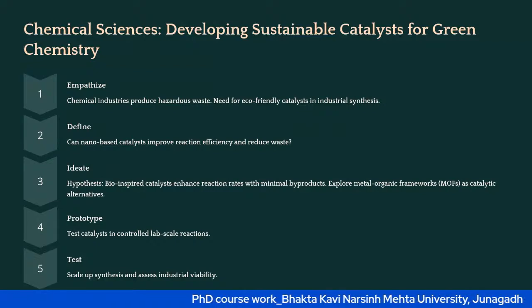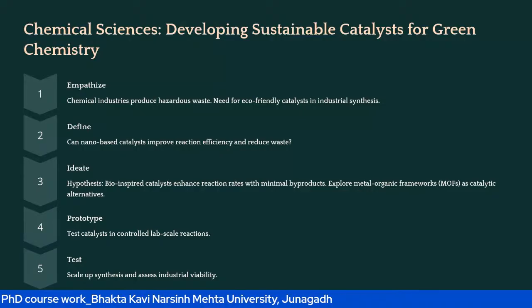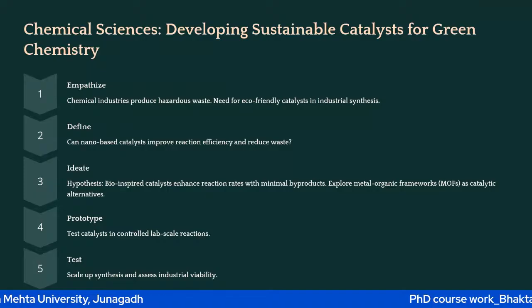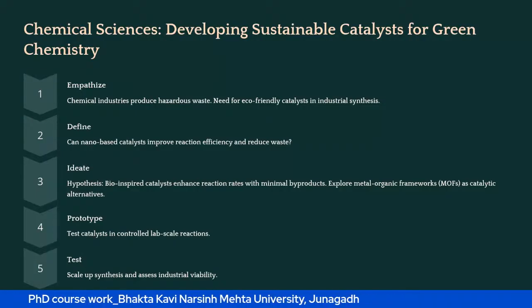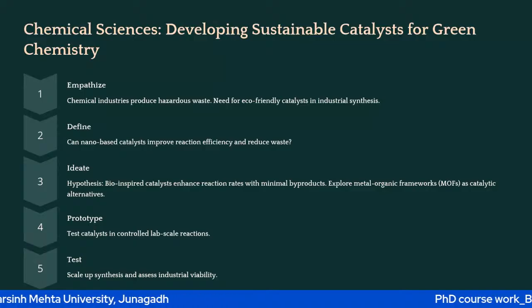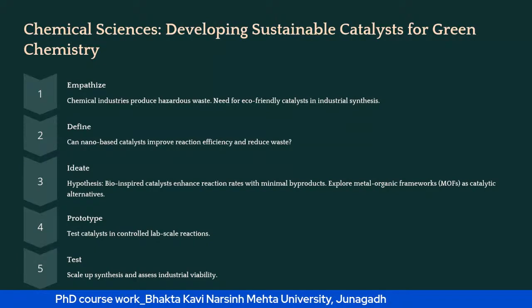Then the next part is how to go for the different parts. Suppose you want to go for the definition of that. You are defining a problem in a more multidisciplinary way. You want to find out that a nano-based catalyst can improve the reaction efficiency, and that can reduce the waste. So over here, what you have done is combine two approaches together. One, you want to go for the chemical industry problem: you want to reduce the hazardous waste. For that, you can utilize some kind of catalyst or some kind of enzyme, which will increase the speed of the reaction.